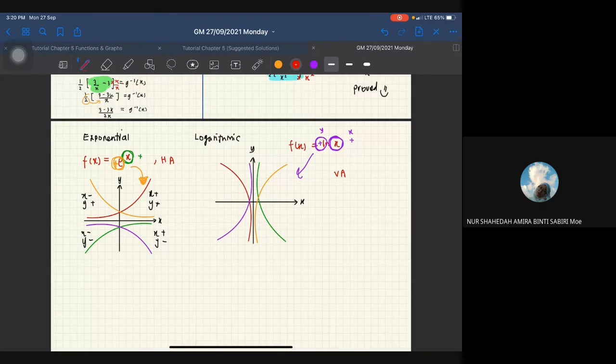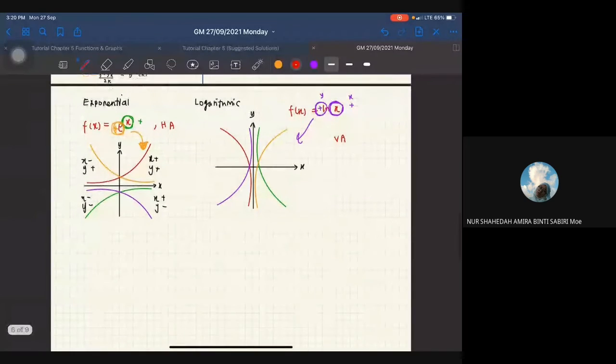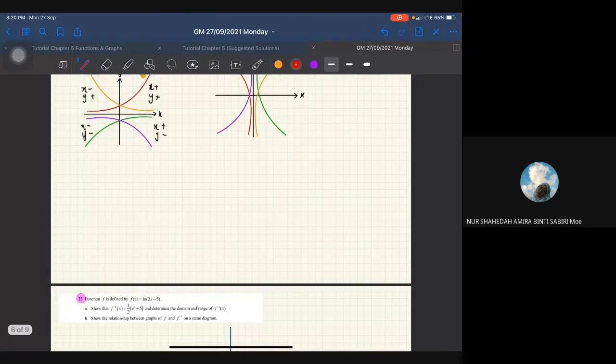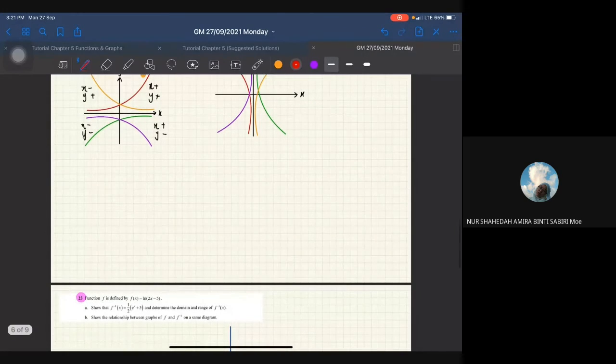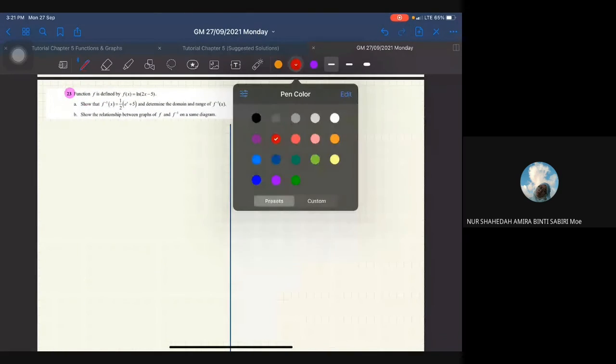Okay, boleh ke untuk this one? Saya tak masuk pun lagi soalan this tutorial. Okay, ada soalan? Soalan outside? Tak ada? Okay. So kalau tak ada, kita teruskan. Alhamdulillah. Okay, so jom. Kita tengok soalan nombor 23. Okay, so soalan nombor 23.